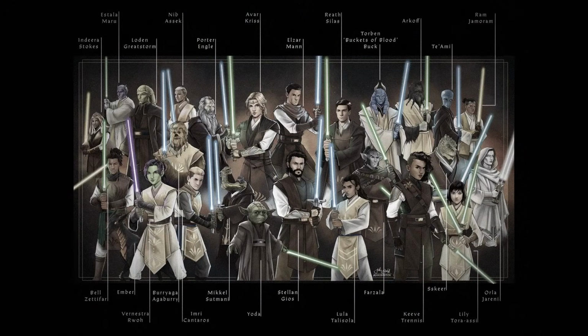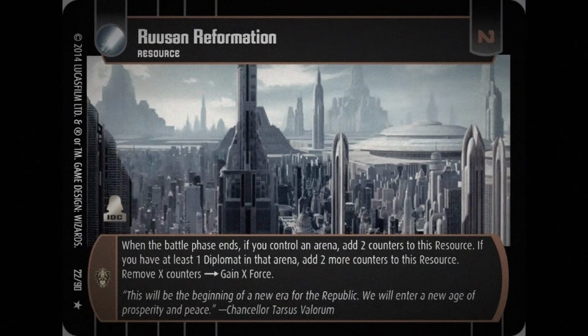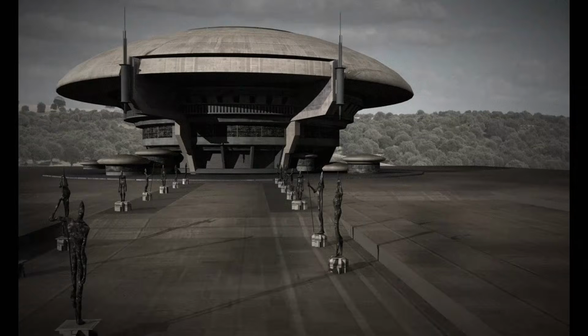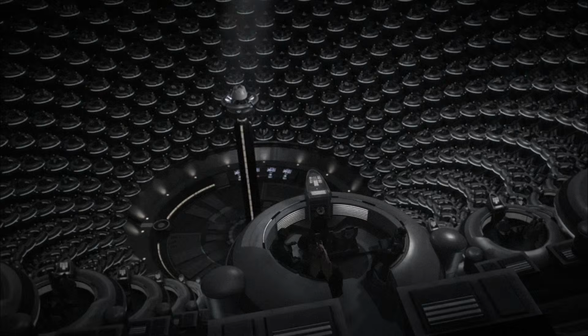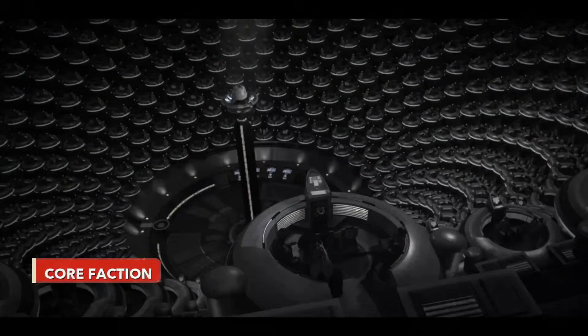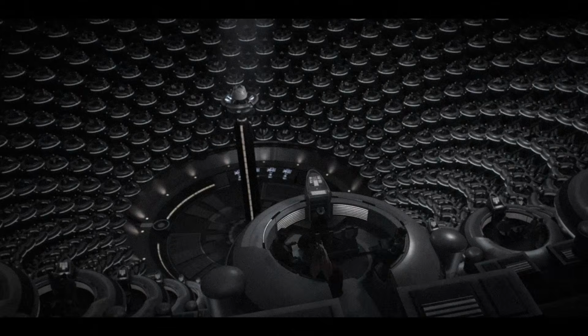That arrangement was intentional, and it came from a specific historical decision. Around 1000 BBY, following centuries of Sith conflict, the Ruusan Reformation stripped significant power from the Chancellor's office and redistributed it to the Senate and regional governments. The Republic became more democratic. Its executive became structurally weaker. That design flaw sat quietly in the system for 1,000 years.